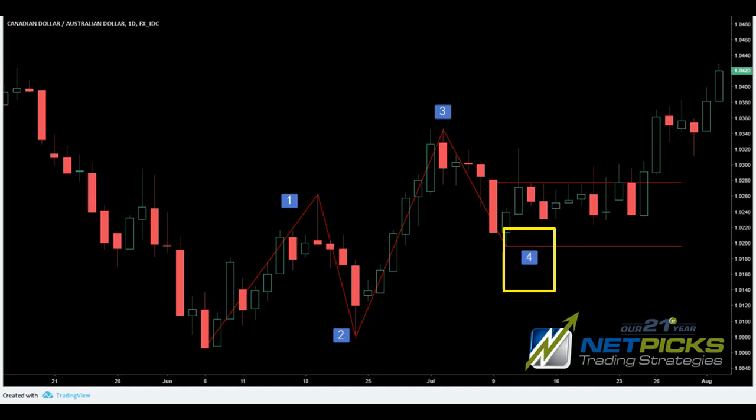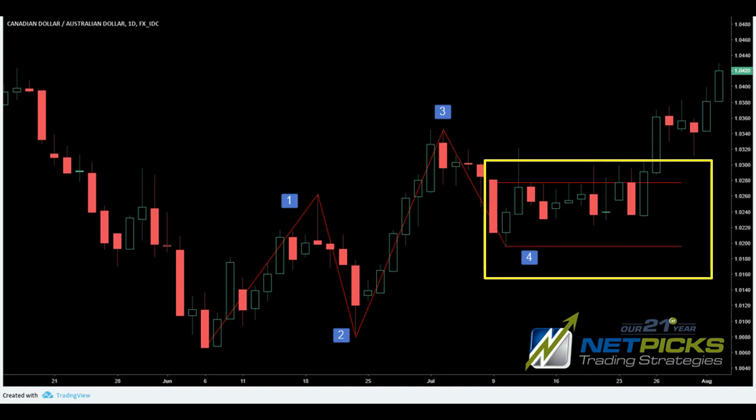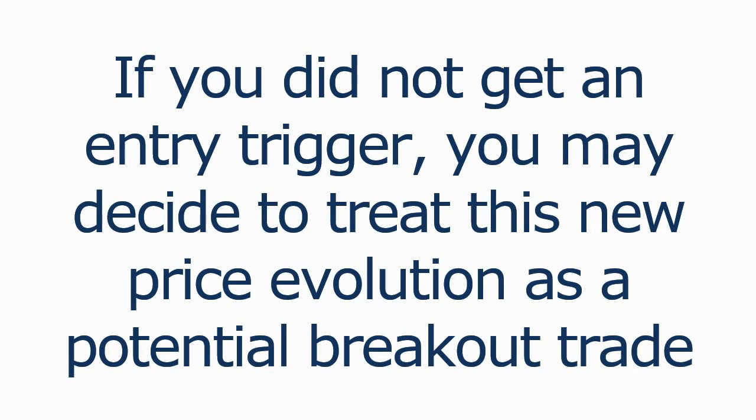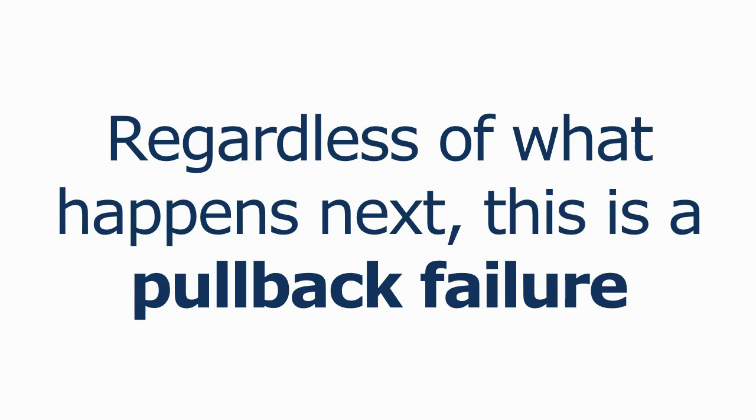And number 4, we look to trade the pullback from the momentum push into number 3, and price begins to range. Now, this is a daily Forex chart, and it would be a challenge to enter this trade and sit through this range of price. If you did not get an entry trigger, you may decide to treat this new price evolution as a potential breakout trade. Now, regardless of what happens next, this is a pullback failure, and it's going to require other methods to get into the trade.